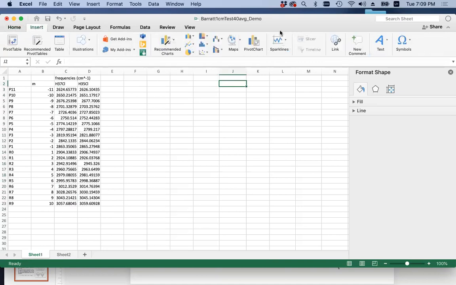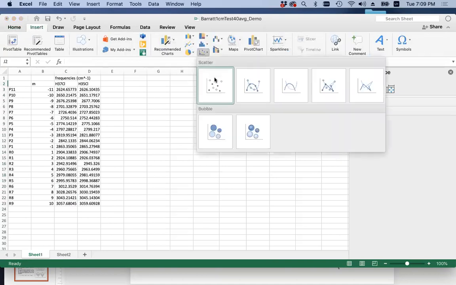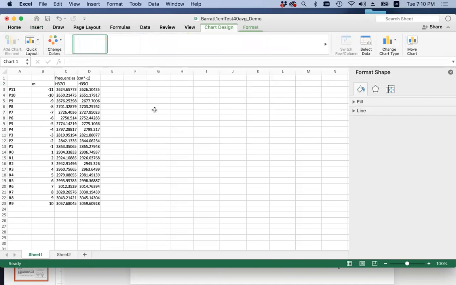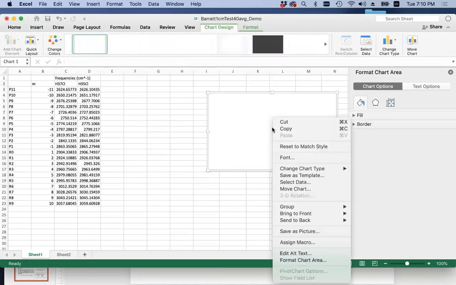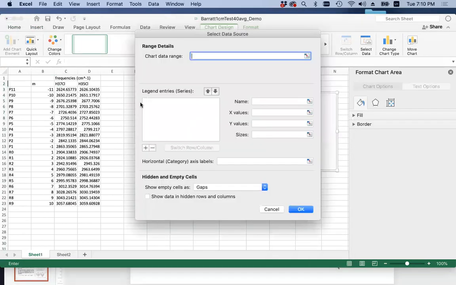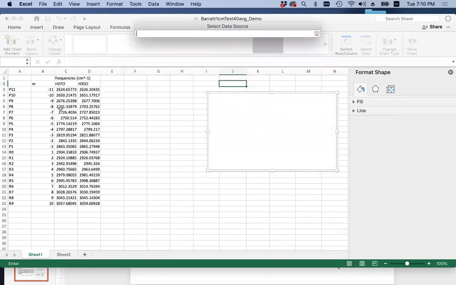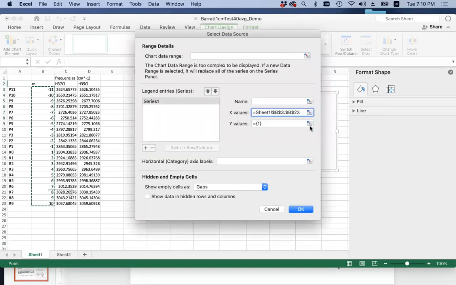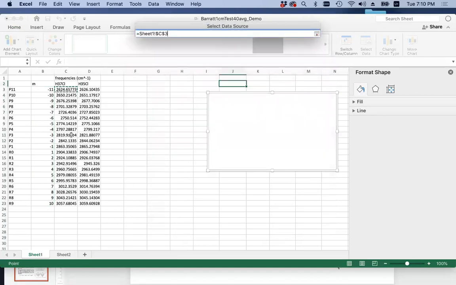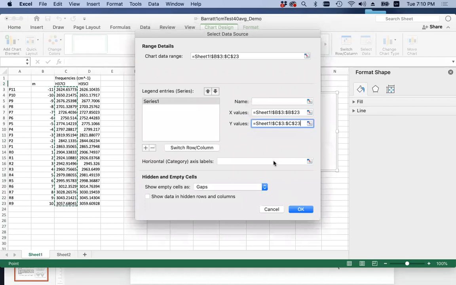So I'm going to insert a scatter plot. I'll choose a point plot, and I'm going to right click, select data. I'm going to create a new data series. I'll just work right now with the 37Cl isotopomer. And so I'm going to plot on the x-axis this M value, and on the y-axis, I'm going to plot the frequencies of each line for this isotopomer.